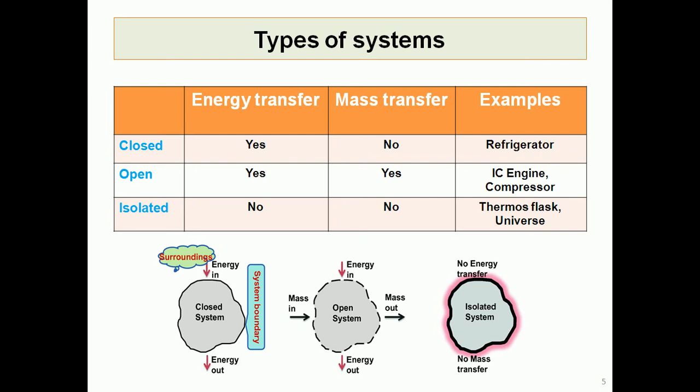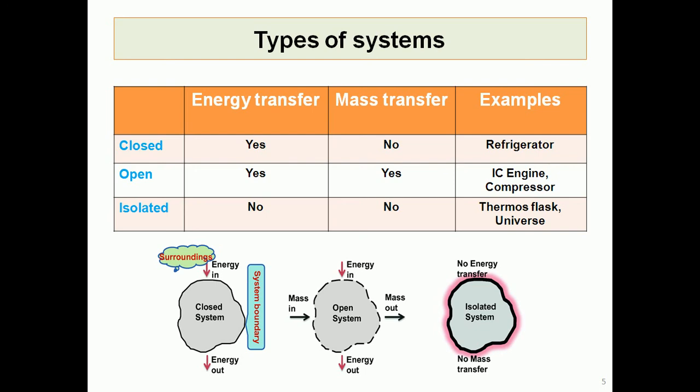Next type of system is open system. Open system is the one in which both energy and mass will cross the boundary of the system. Examples can be many, like internal combustion engines, compressors, turbines, boilers, different heat exchangers, etc.